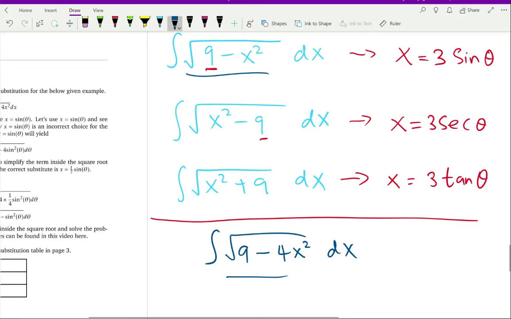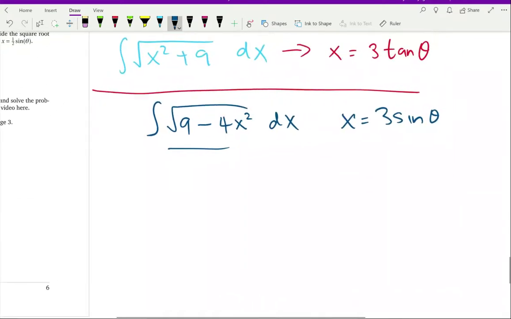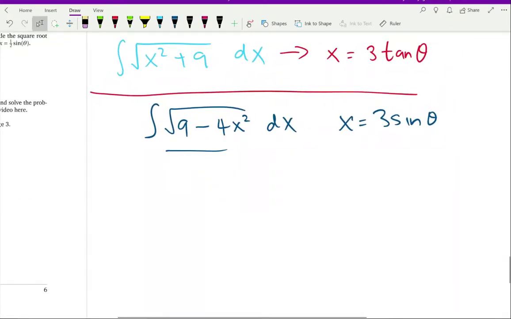Can we ignore this 4? I mean, can we take our substitute to be x is equal to 3 sine theta? Because the substitute is always, of course, x is equal to a sine theta, right? So a square is 9 here, so a is 3. Look at what happened. Now, what is the goal of choosing a here? If you choose a correctly, you will be able to factor a common number inside the square root, and then you will be able to use the Pythagorean identity.